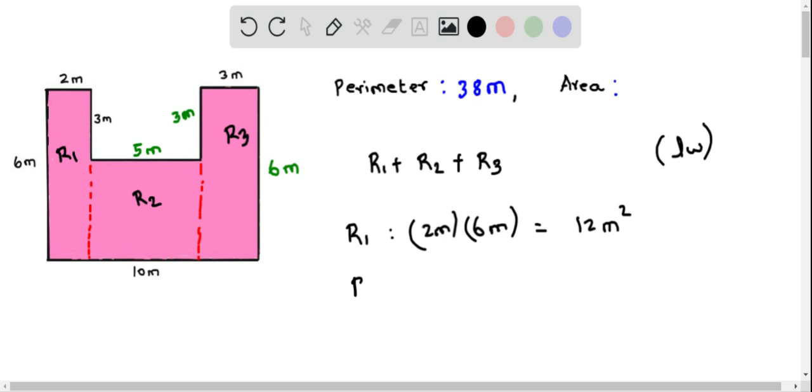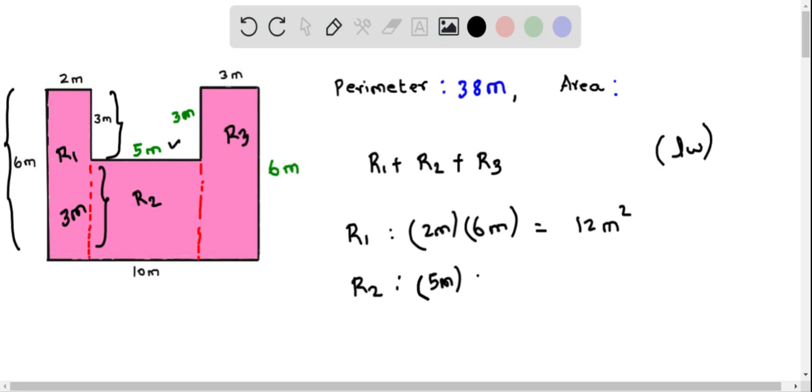Now let's find the area of the rectangle R2. For that, let's identify the length as well as the width. We know one of the measurements, that is 5 meter, and we should know this measurement. This measurement can be found by subtracting 3 meter from 6 meter. So therefore 6 minus 3 is 3 meter. So we have the length as 5 meter for this rectangle, and we can consider the width as 3 meter. When we multiply these two, 5 times 3 is 15 meters square.